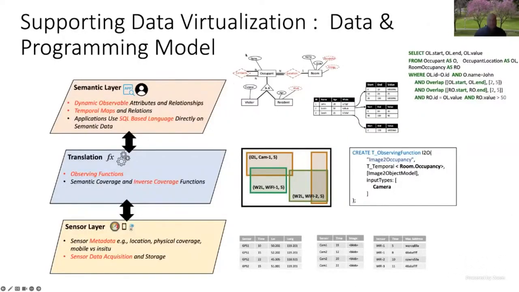To build data virtualization, TPSDB supports a data model which has data represented at the sensor layer. This is where all the data comes in, the data flows into the system of different kinds and gets stored. Then there's a semantic level. Application writers will model data at the semantic level, where there are semantic concepts such as rooms, occupants, residents, visitors, and all of the concepts that one has in a typical application setting.